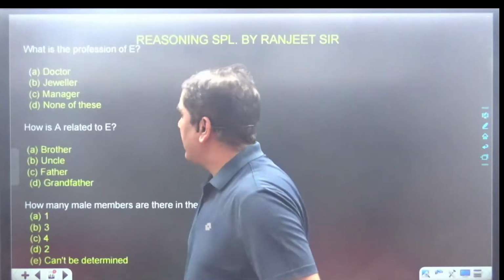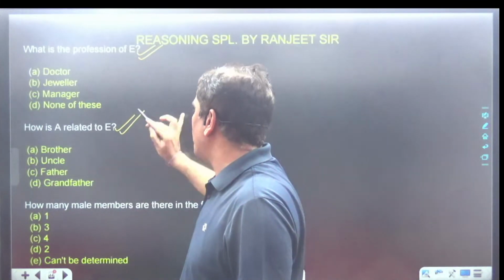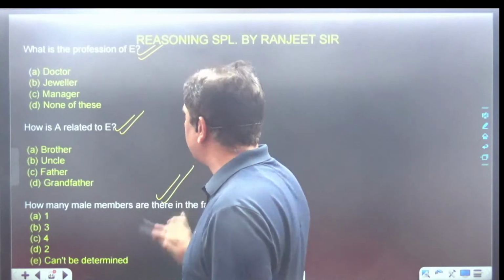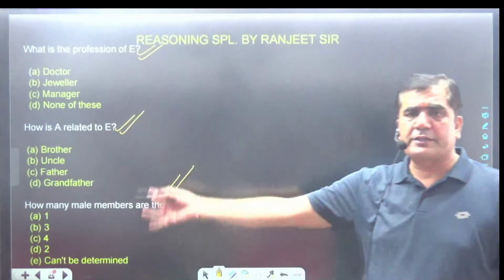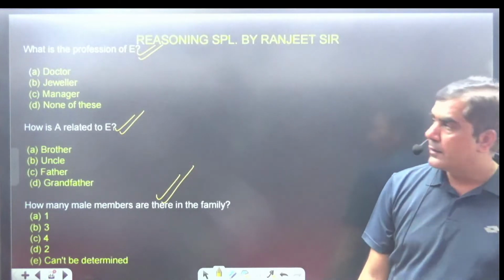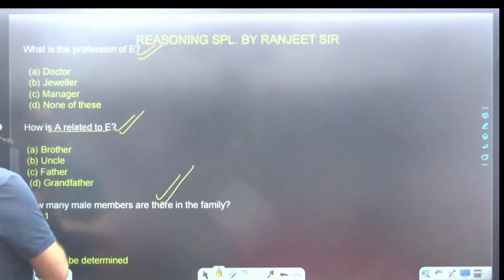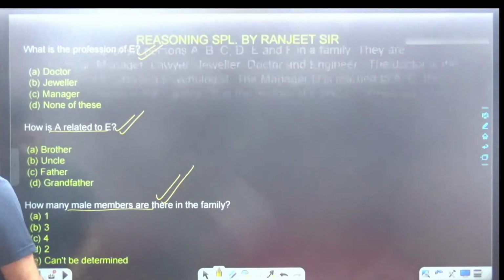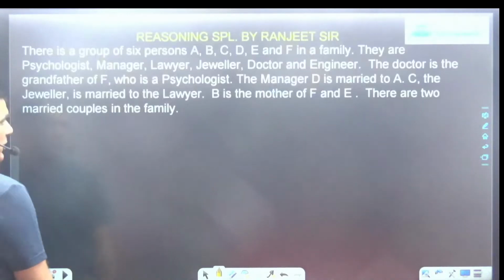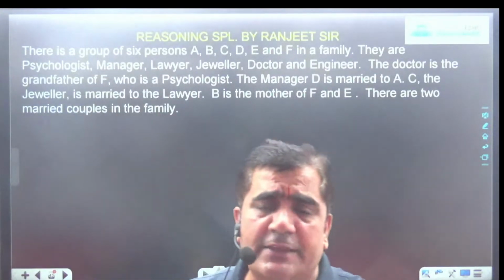Now, the questions they have asked are: what is the profession of E? How is A related to E? How many male members are there in the family? So three questions have been asked based on this passage only. First one, what is the profession of E? How is A related to E? How many male members are there in the family? So I'm giving you a time of 2 minutes. Let's plot the individual statements and then combine them together.